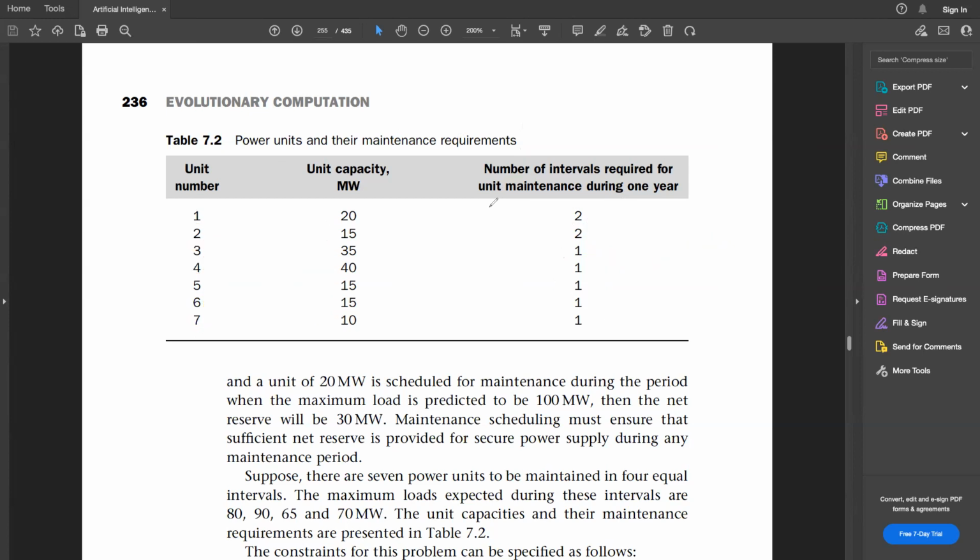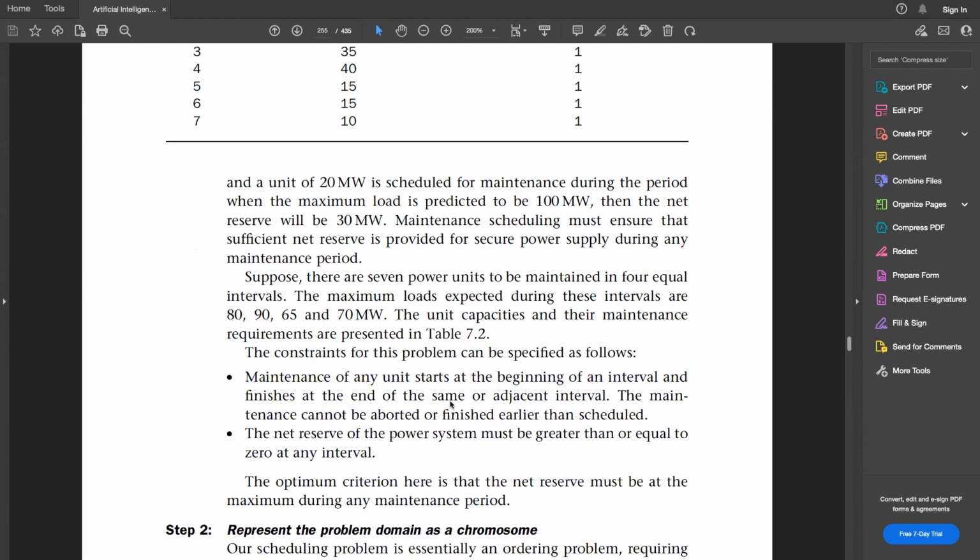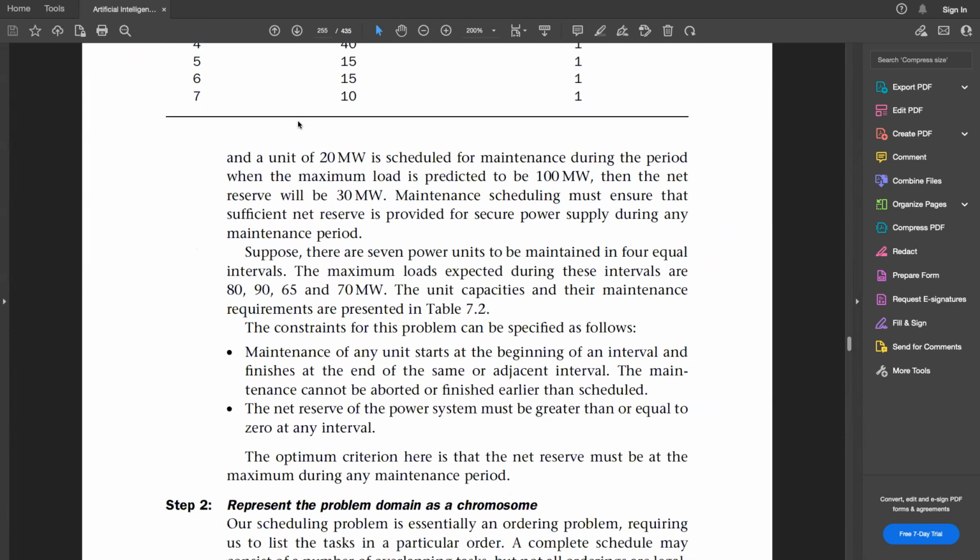So in this case, the constraints are clearly specified here. The constraints for the problem are that the maintenance of any unit starts at the beginning of an interval and finishes at the end of the same or adjacent interval. In other words, the maximum intervals that any unit can go through is 2. So the maintenance cannot be aborted or finished earlier than scheduled.